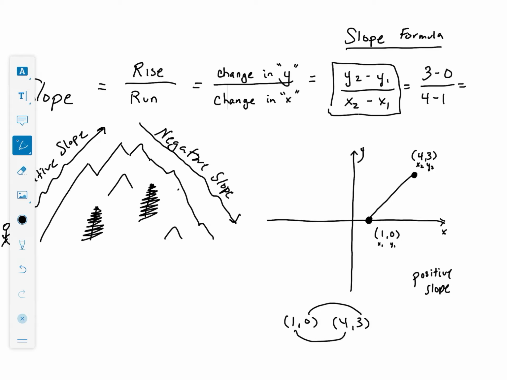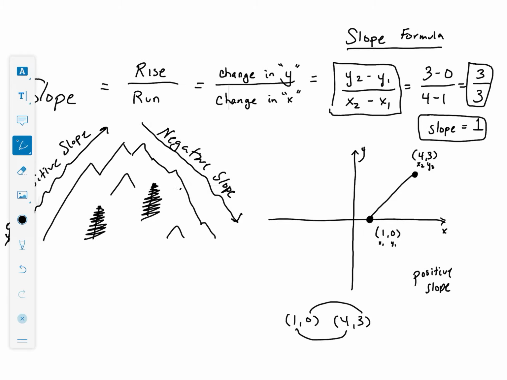And now we have to do some math. 3 minus 0 is 3, and 4 minus 1 is 3. And there's my slope, 3 over 3, which is also equivalent to a slope of 1. And that's your basic slope formula. All right. Now, I know that a lot of us are good at that at this point.